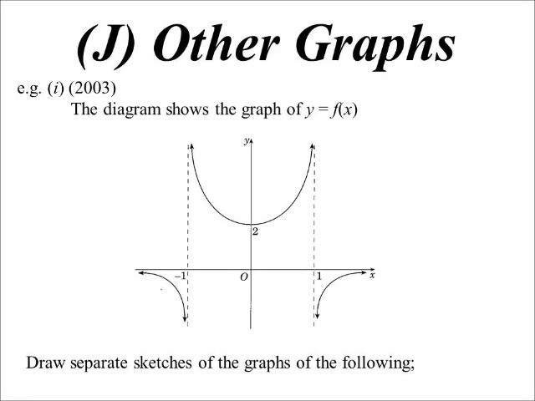So this last bit I've creatively called other graphs. Basically, you just look at some HSC ones, so we see the sorts of things that have been asked in the past. So in 2003, they gave us a random graph.